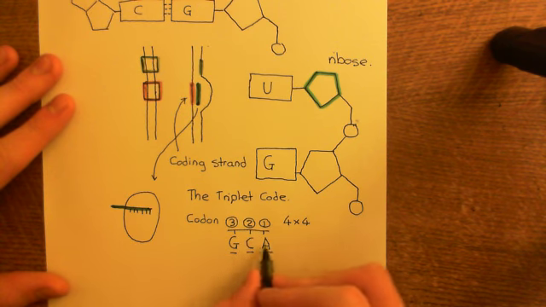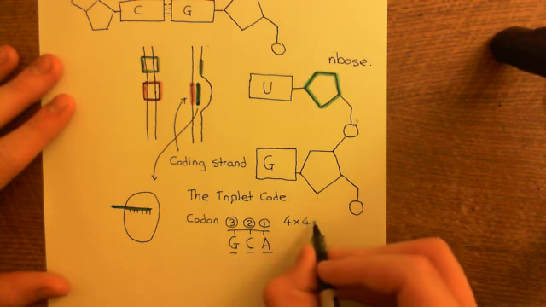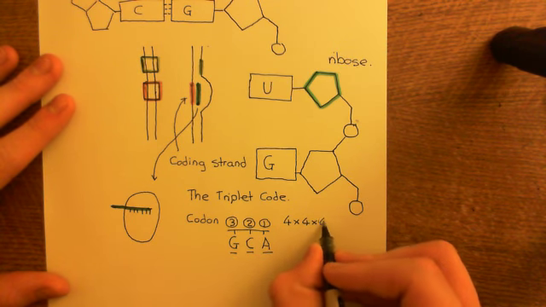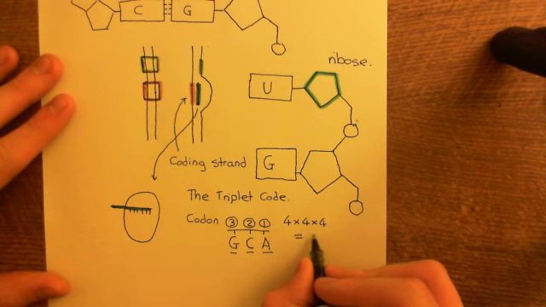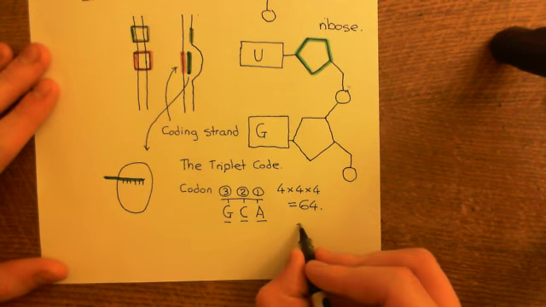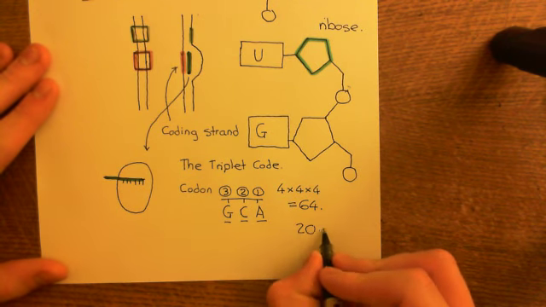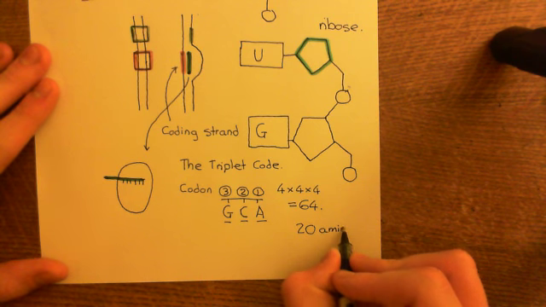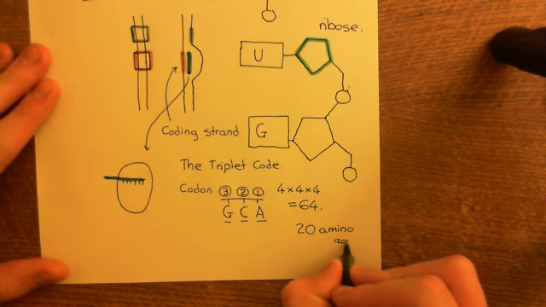And then finally, for each one of those, there are 4 different things that you can put in position 3, so you then need to multiply by 4 again to get an overall 64 possible codons. Okay, now there are 20 amino acids that are used in proteins, okay? So there is degeneracy, basically.